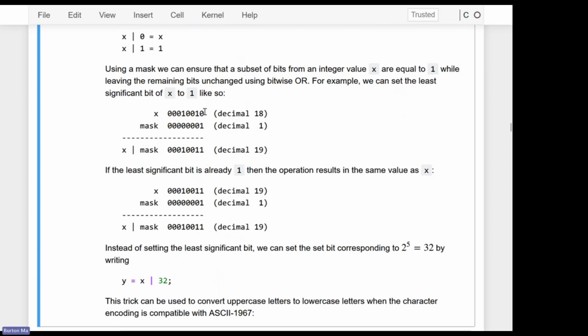If I would like to toggle that last bit to make sure it's 1, then I can use a mask whose values are all 0 except that bit. Anywhere it's a 0, it's not going to change the bit of x. Anywhere it's 1, it is going to change the bit. If I compute the OR, the result is x, except the last bit is now a 1.